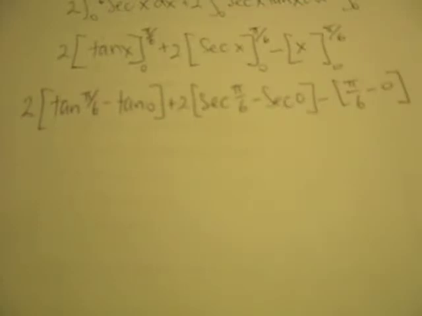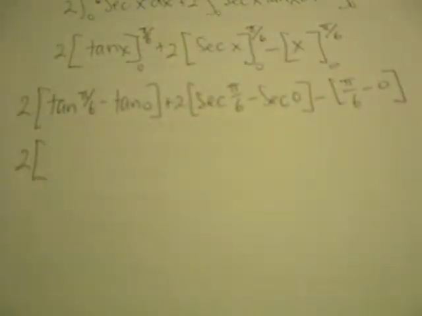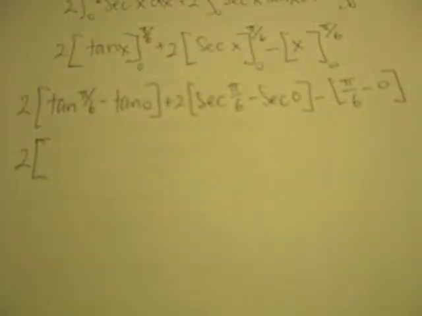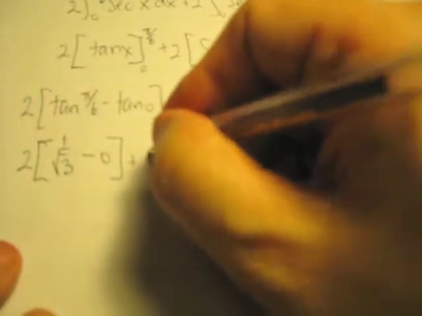Of course now we want to find the tangent of pi on 6. Well, pi on 6 is 30 degrees, so we need the tan of 30 degrees. That's the sine of 30 over the cos of 30, and the sine of 30 is a half. So it's a half over root 3 on 2, which is 1 on root 3. And of course the tan of 0 is 0, plus 2.